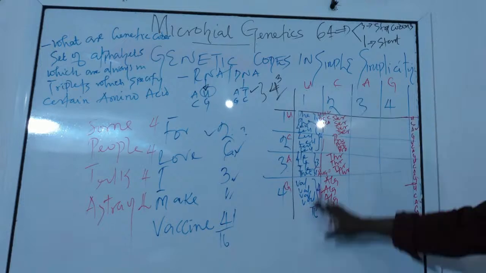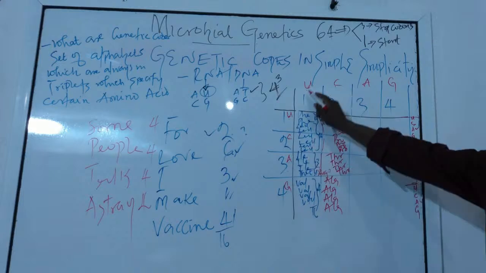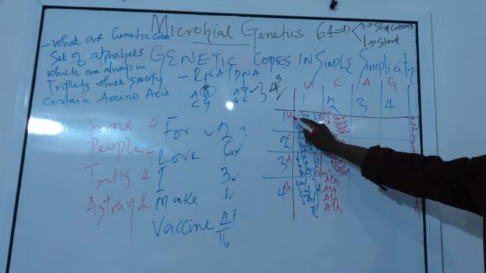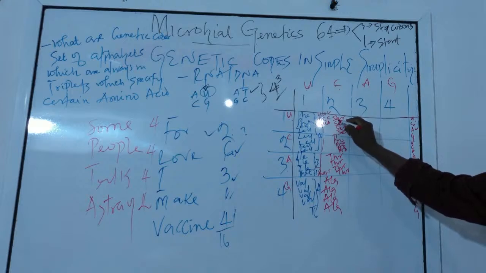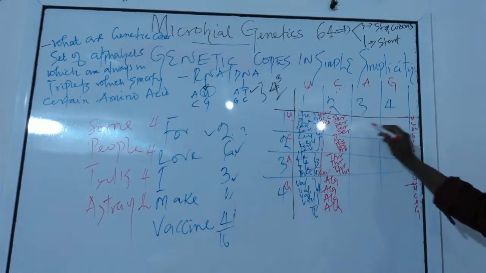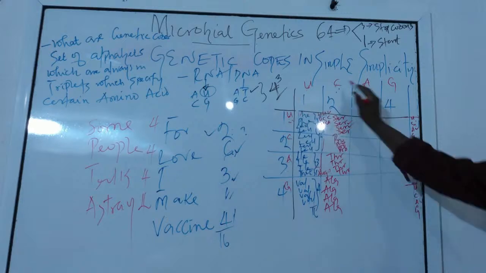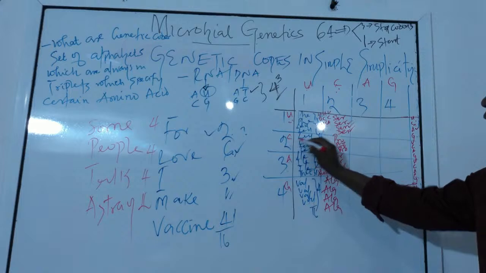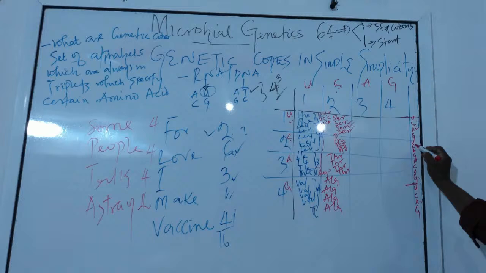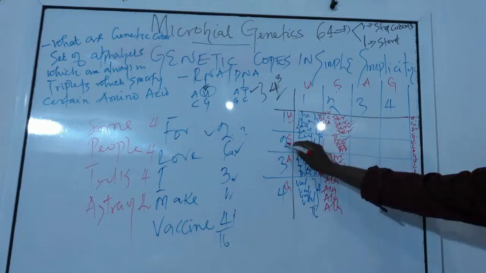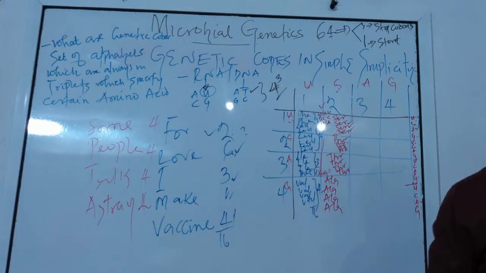And because you are dealing with the second column here, you are going to use UCU. It is going to code for serine. UCC, still serine. UCA, UCG, serine. And for this, CCU, proline, CCC, all the same. So we are done with the second column as well.